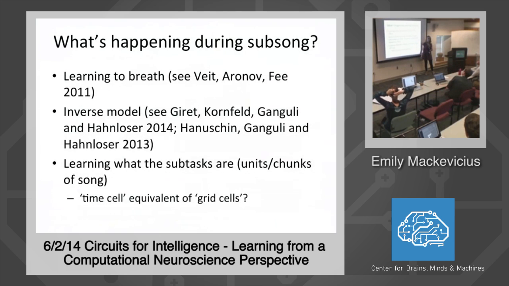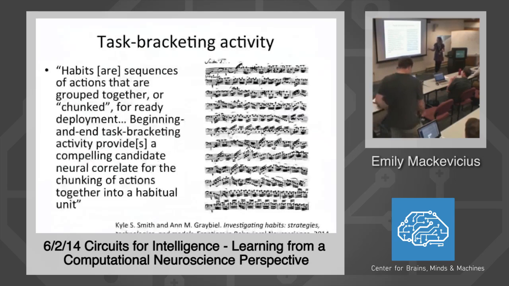I might also be thinking about learning what the tasks are. At the beginning, I talked about how a lot of learning with the Marr levels has been framed in terms of goals and tasks, but you also have to learn what the goals are, and that's an important part of learning. In terms of bracketing these tasks, I talked about time cells, but is there some equivalent of grid cells which might bracket these tasks into different segments?